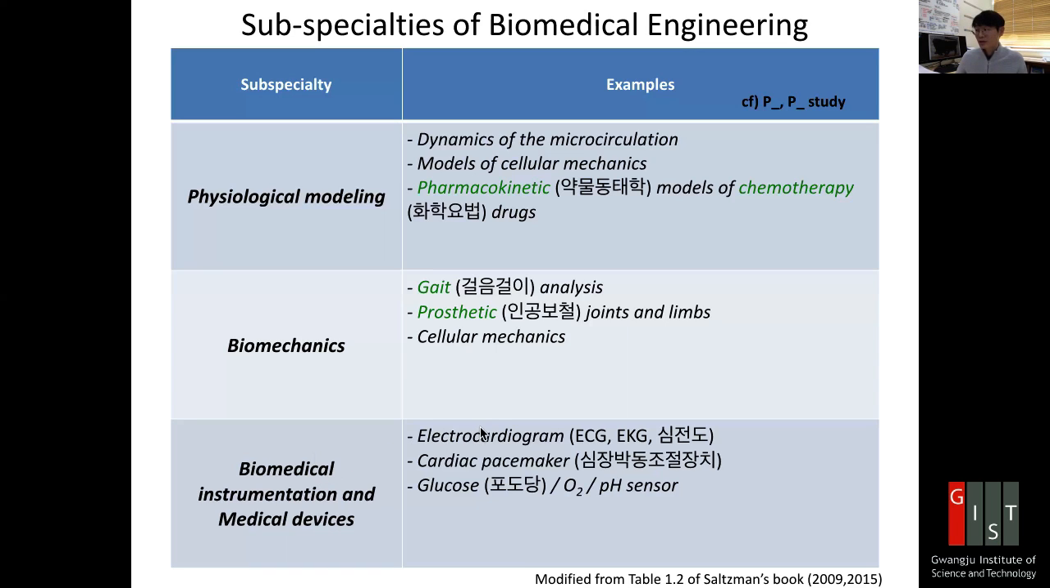And another subspecialty is biomedical instrumentation and medical devices. For example, ECG, electrocardiogram, or cardiac pacemaker. There are people who have a problem in regular heart rhythm, and we use this cardiac pacemaker to beat the heart, to normalize the heart beating. And another example is glucose, oxygen, and pH sensors. These are instruments which measure our body's normal level of glucose or oxygen or pH.